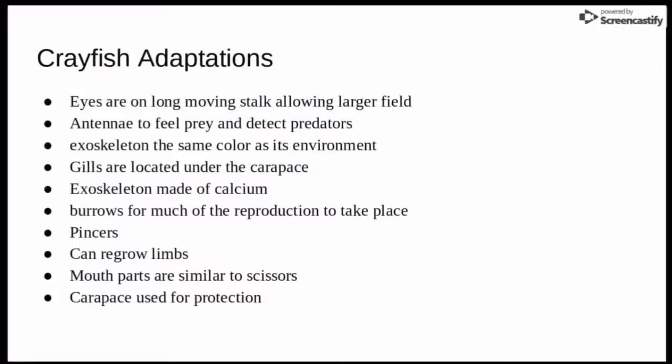Crayfish adaptation. The eyes are on long moving stalks, which allow a larger field of view to see predators or prey. The antennae feel prey and detect predators. The crayfish's exoskeleton is the same color as its environment. Gills are located under the carapace, which is part of the exoskeleton. The exoskeleton is made of calcium.